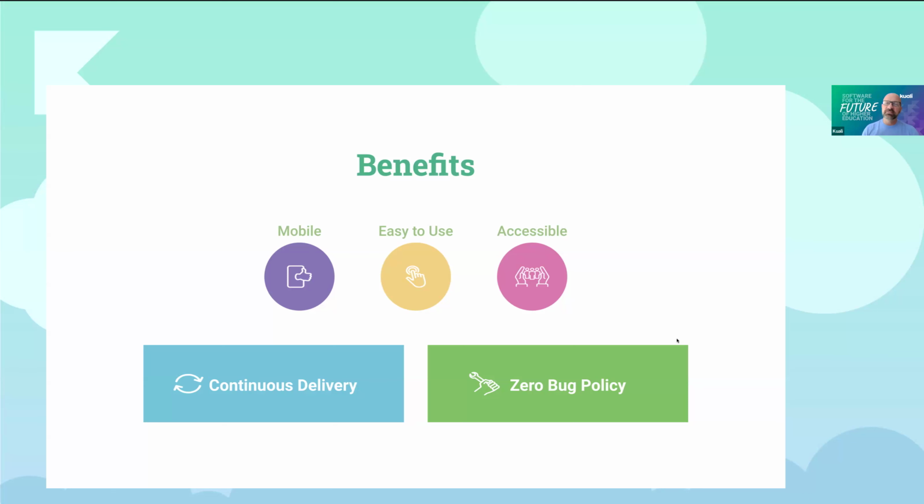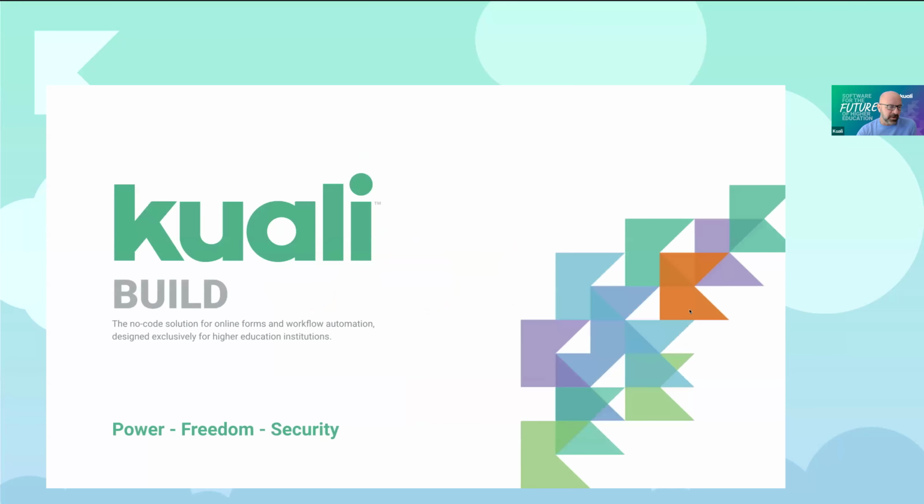So we do continuous feature delivery, where when we have a new feature, we ship it immediately so that you don't have to wait for the big update to get the new shiny, cool new feature in our software. And finally, we have a zero bug policy. And that's not to say that we don't have bugs. Like any software company, we do. But when we find a bug, we fix it immediately. So that is how we go about our software business.